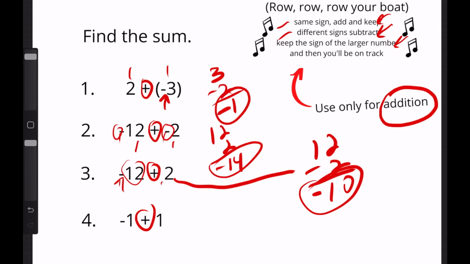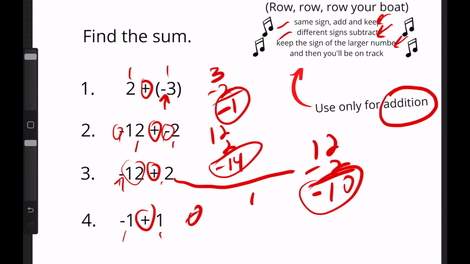And then let's go down to the very last one. We've got a negative 1 plus 1. Well, anytime you have a negative and a positive of the same number, it's 0. Right? If you've got one number and you take it away, it's 0. But let's try the song. Are they the same signs, a negative 1 and a positive 1? They're not. So we're going to have to subtract and keep the sign of the larger number.